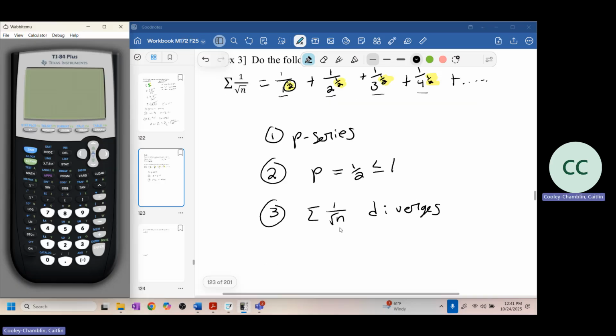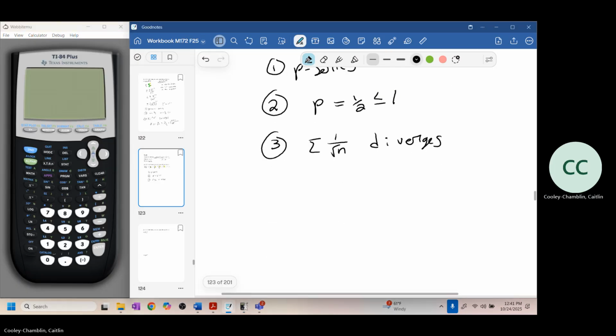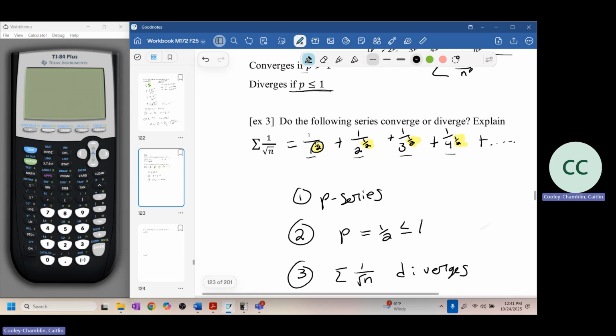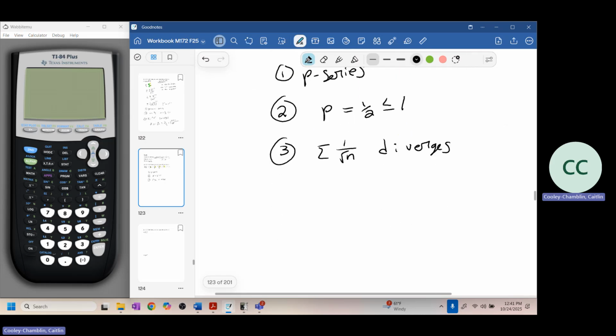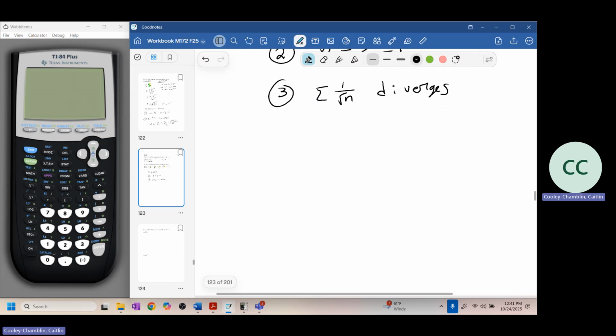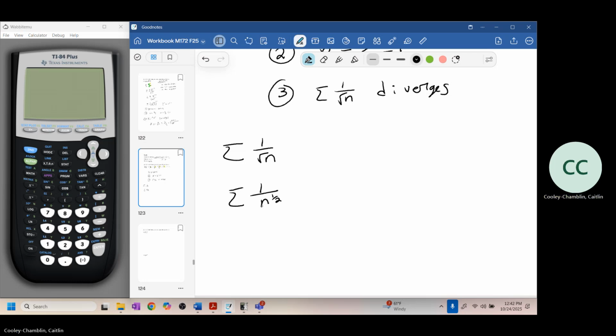Okay, if you were to do this not writing the series out, which is perfectly okay, I would rewrite this one more time. So we had the summation of 1 over the square root of n. This is really the same thing as 1 over n to the 1/2 power. And so then we can label p is equal to 1/2. And so this is a p series.